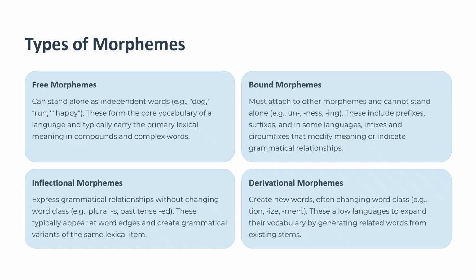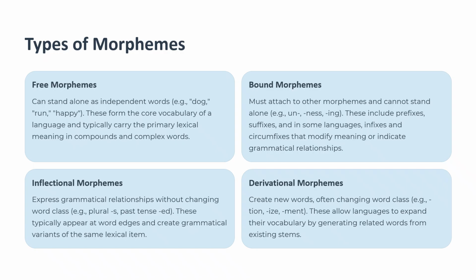Types of morphemes. Free morphemes can stand alone as independent words, like dog, run, happy. These form the core vocabulary of a language and typically carry the primary lexical meaning in compound and complex words.